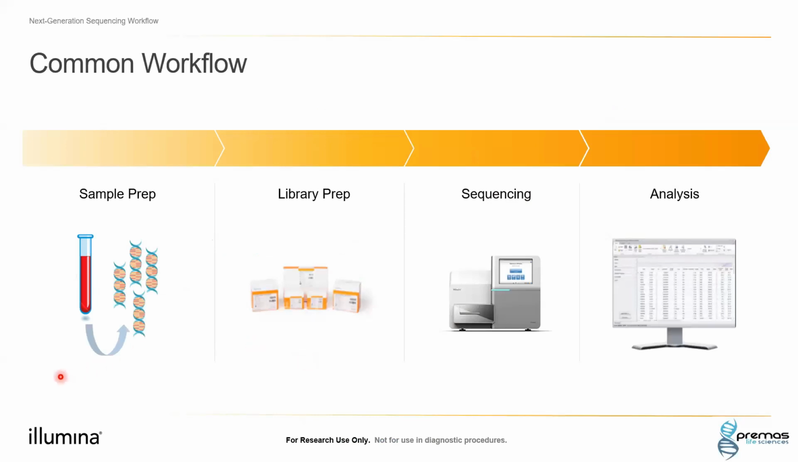It starts off from your sample. Your sample type can be anything. It can be from any source. Basically, it should have nucleic acids, and the first step would be your sample prep. From your sample, whichever source, whichever type, you will extract your nucleic acids. You will have your DNA, RNA, and then you will go on for your library preparation.